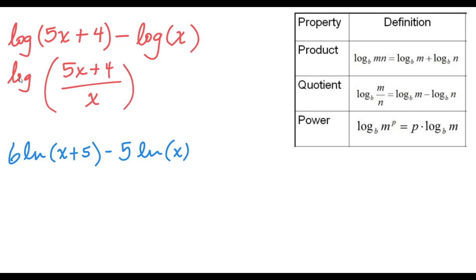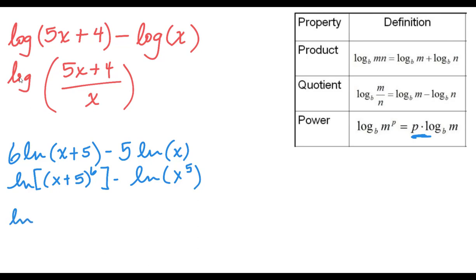All right, this next one, the first thing I'm going to do is use this power rule, because I can see I have something that looks like that. And so I'm going to move this 6 to the power of the x plus 5, so that'll be to the 6, and then do the same thing over here. And now I see the difference that I can make a quotient. So that becomes ln of (x plus 5) to the 6 over x to the 5th.